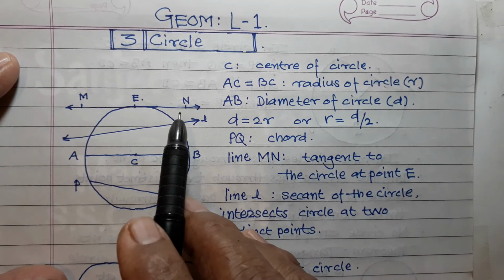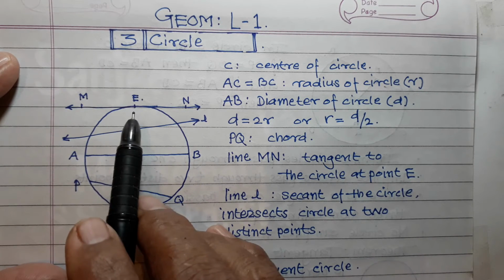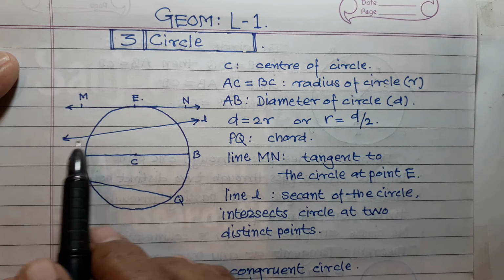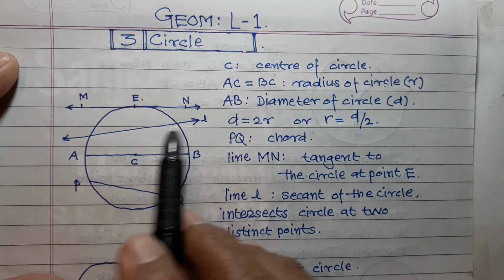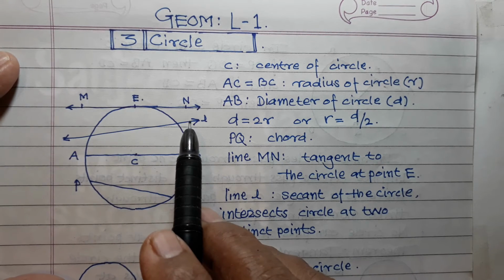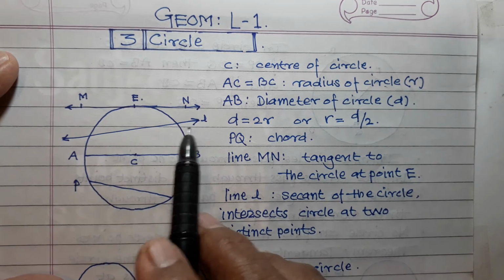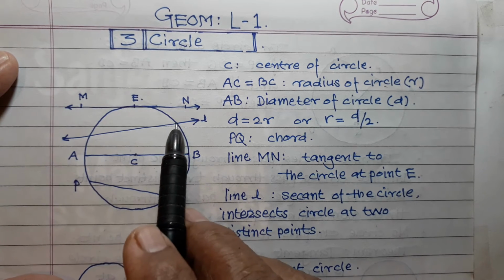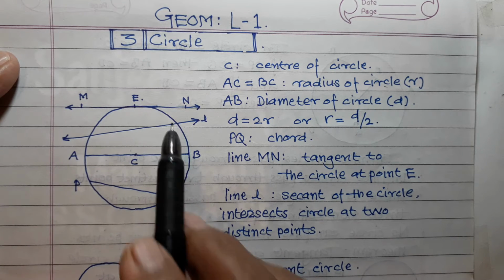Line MN is tangent to the circle at point E. Line L is a secant of the circle, which intersects the circle in two distinct points. This is the intersecting point, this is the intersecting point. Okay.